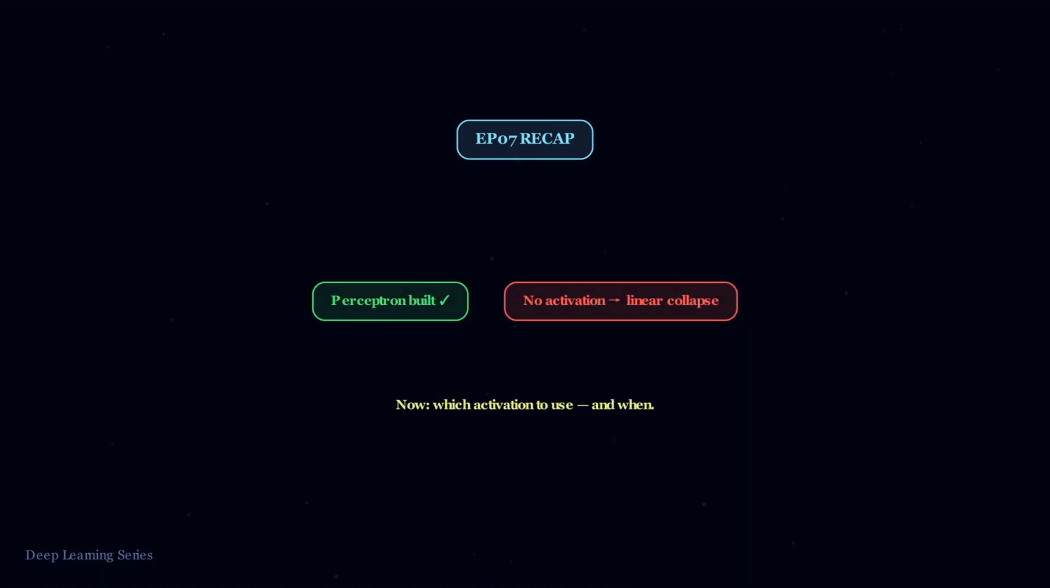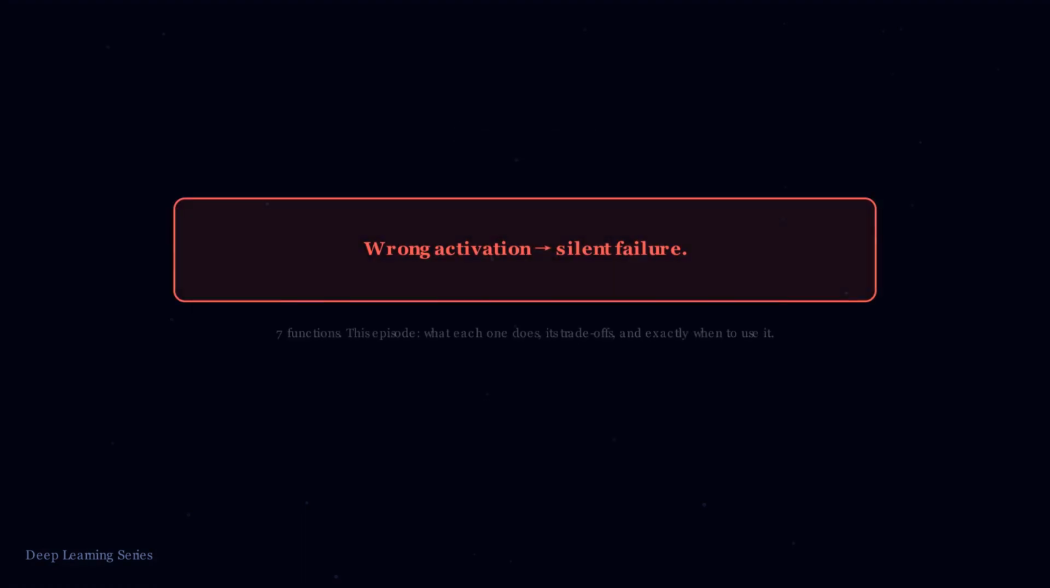Last episode, you built a perceptron from scratch. You saw that without an activation function, a network of any depth collapses to a single linear transformation, no matter how many layers you stack. The activation function is what gives depth its power. But there isn't just one. There are 7 major options, and choosing the wrong one silently kills your network.